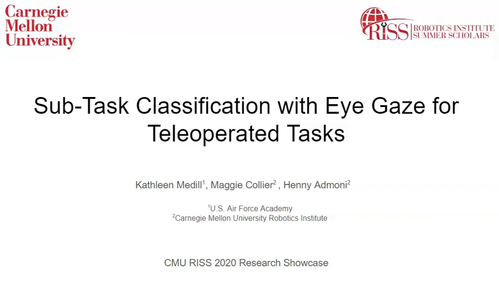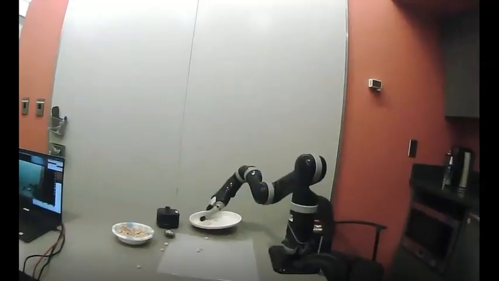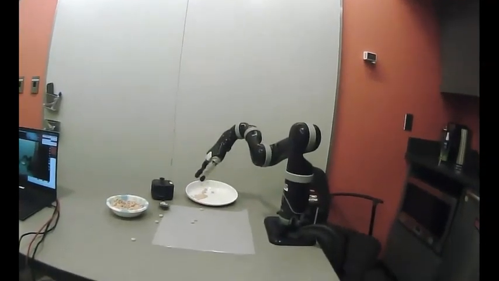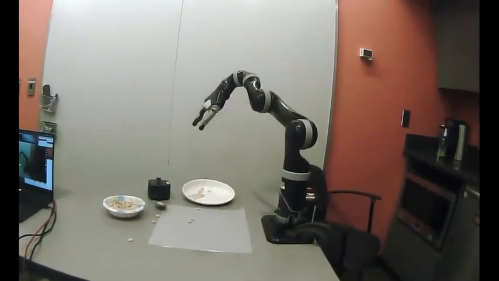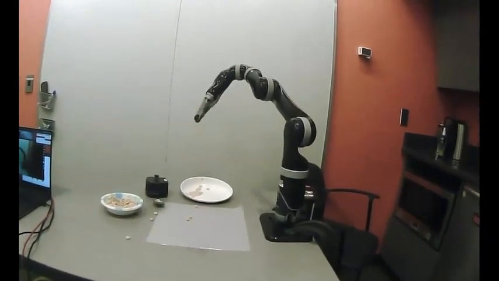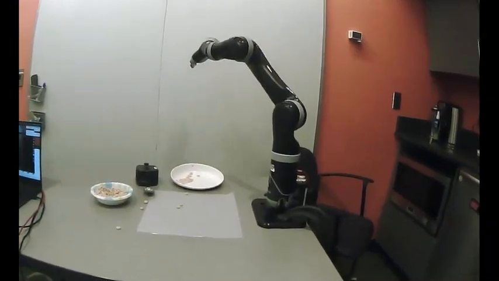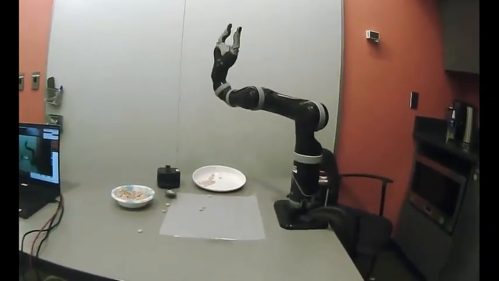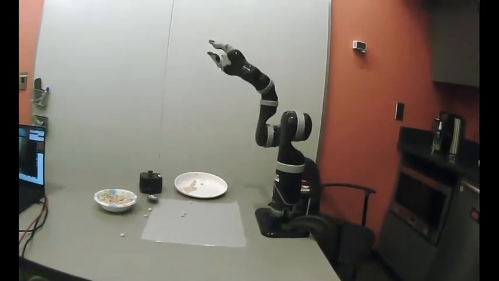My name is Kat Medill, and my project was about subtask classification with eye gaze for teleoperated tasks. Teleoperated robotic arms, such as the one shown here, have become a great tool for individuals with disabilities to independently complete everyday tasks. However, these devices are often difficult and frustrating to operate.